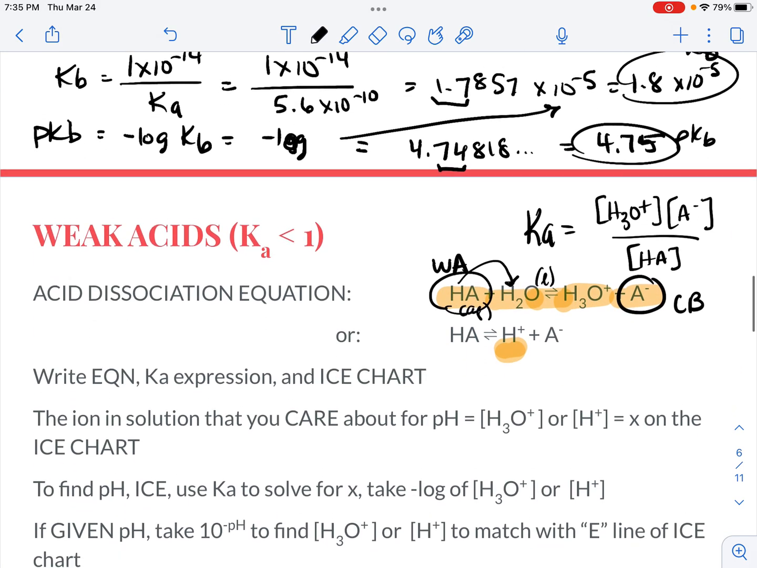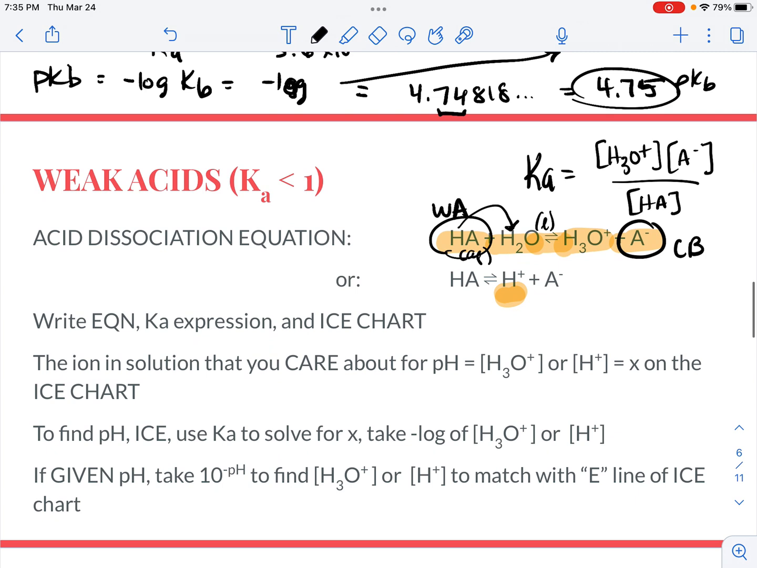Okay, all right, so let's see what's next. The way that we work this is that you have two things that you can do using Ka, just like you had two things that you could use in Kc or Kp. You'll often need to write the equation. You'll need to write the Ka expression, which would be this, and then you'll need to write your ICE chart, because most often you have to picture that when you dissolve the acid, it is an initial situation, and you don't have any of the hydronium ion or the conjugate ion.